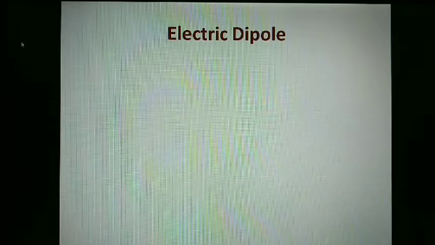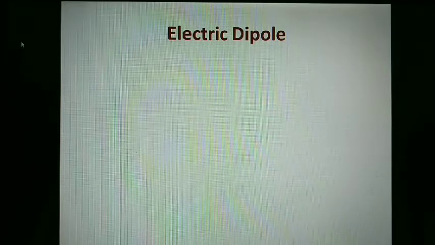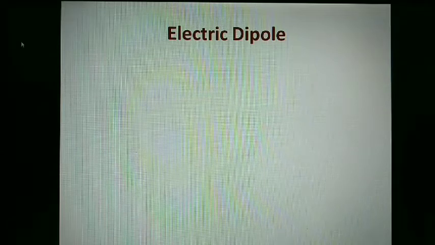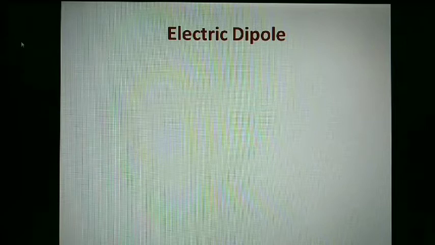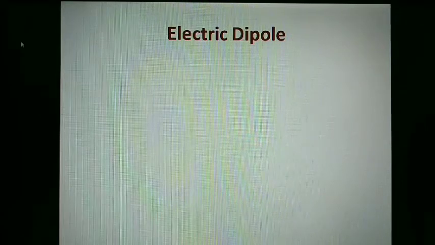The definition of electric dipole. I have already mentioned in the previous slide that the dipole may be an atom or a molecule in which the electrical charges are separated by a small distance. Now let us have a look at the electric dipole.